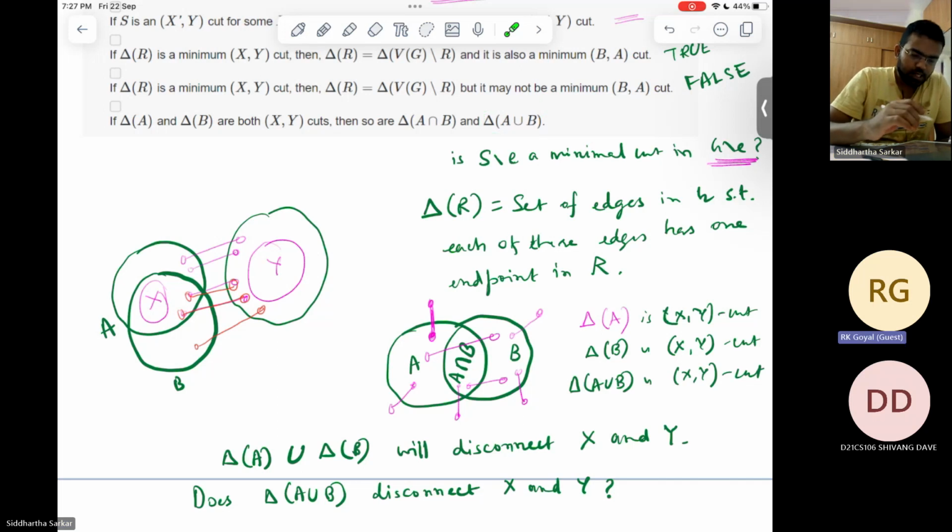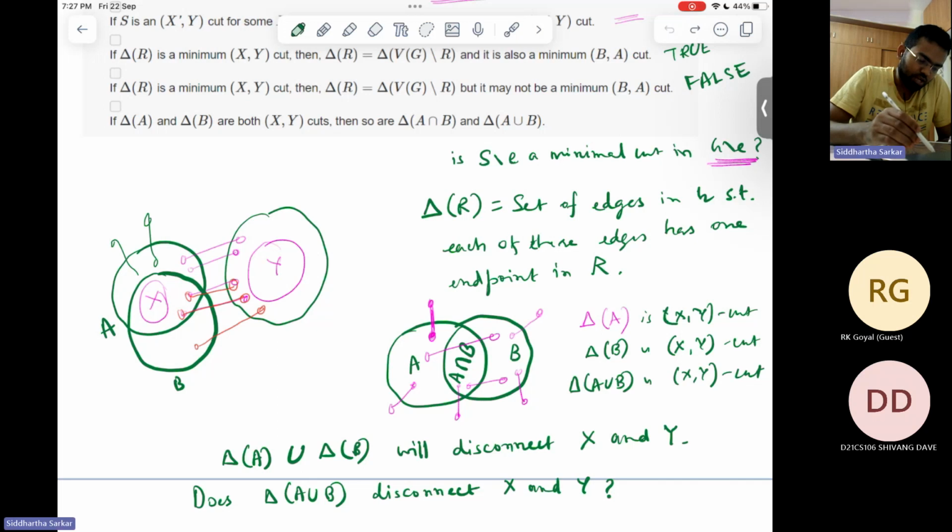Yes, we need to make the things disconnected. So we are cutting everything away. So delta of union B, meaning that, out of this entire set of vertices, whatever is going out, maybe some of the vertices are going like this. Those things are also cut, but along with them, these things are also cut. So definitely we are able to disconnect X and Y.